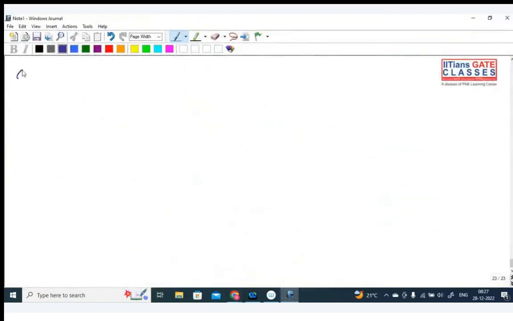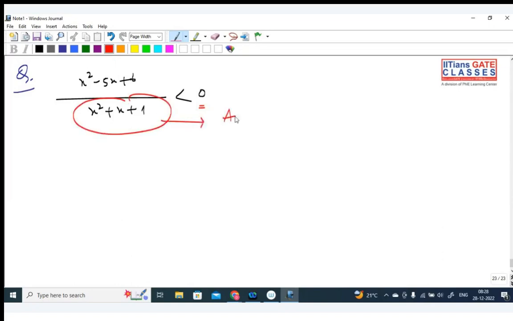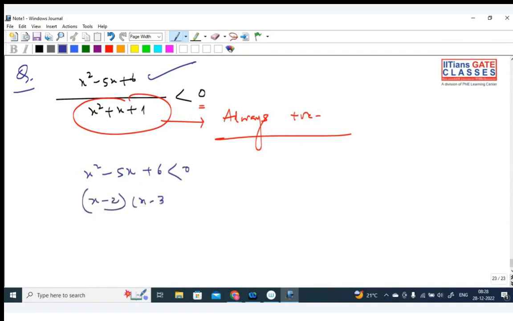So this is x square minus 5x plus 6 over x square plus x plus 1. I think anyone can do this problem very quickly this time, because the denominator's side is always positive. So forget about the denominator now. Just factorize: x square minus 5x plus 6 is less than 0, so (x minus 2)(x minus 3). Use the number line, put the circles, start with positive, negative, positive. It should be strictly negative, right? So this is the answer.